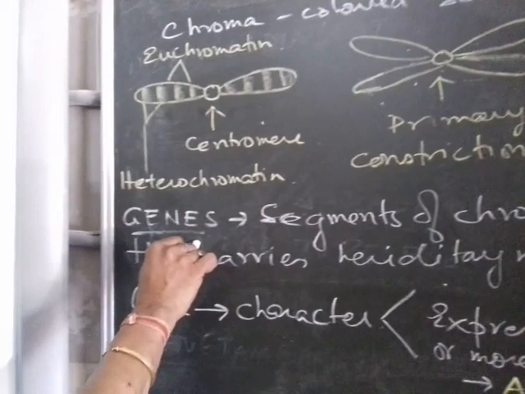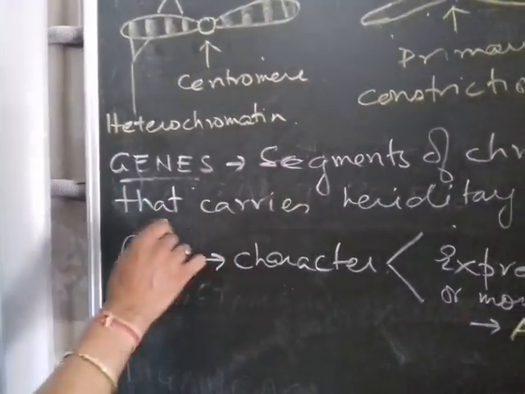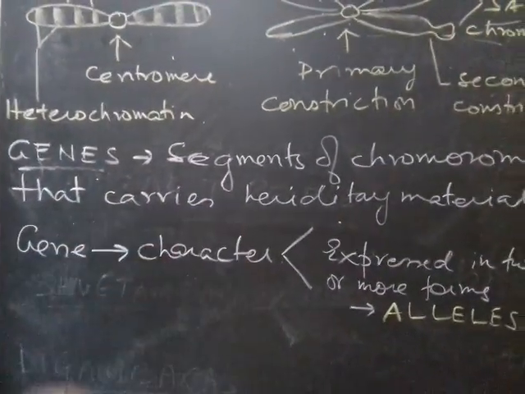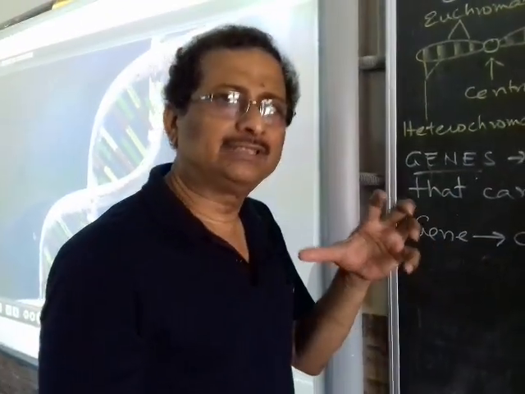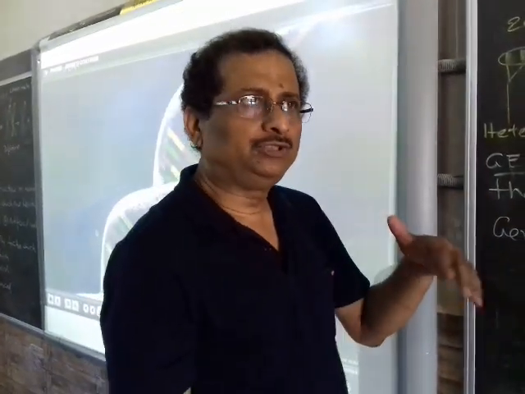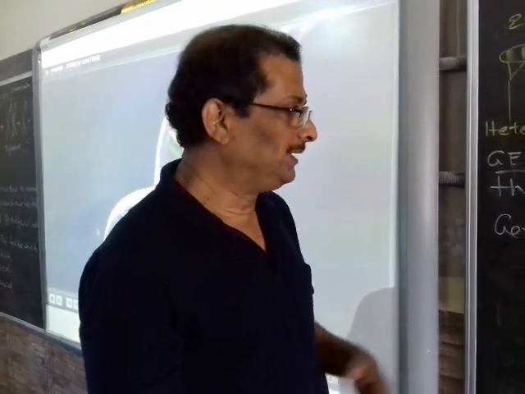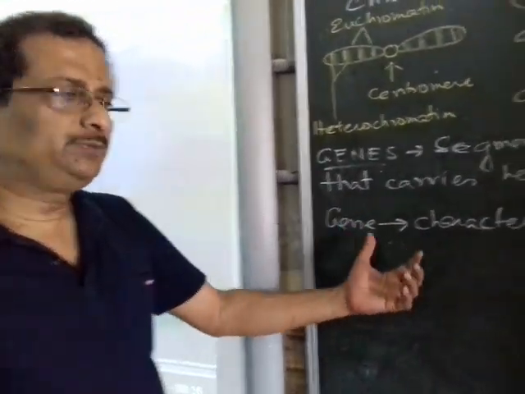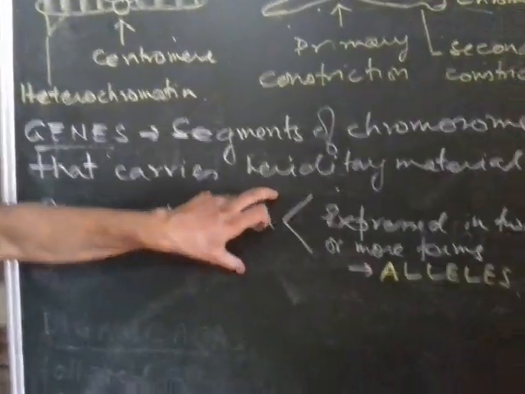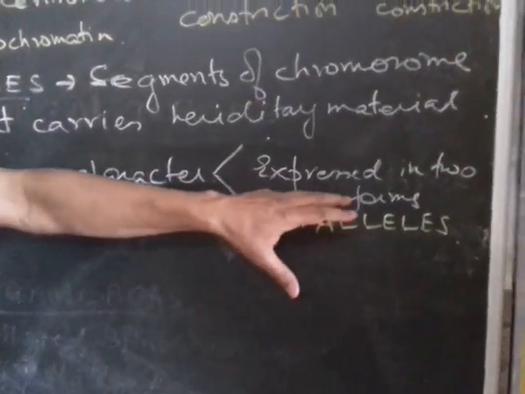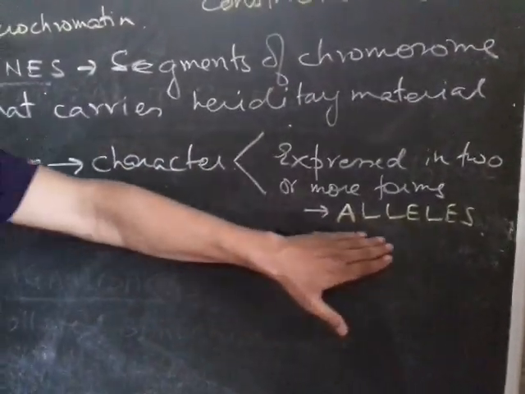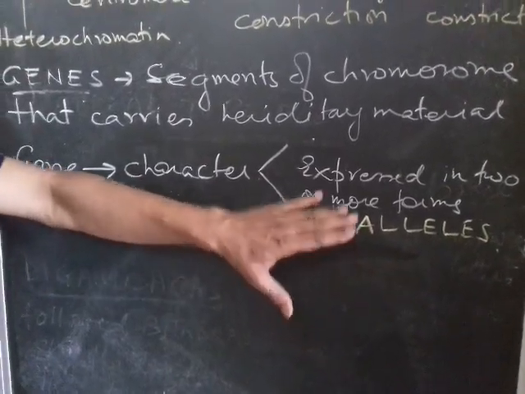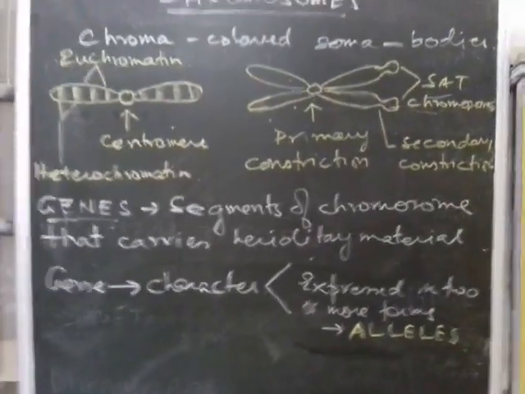So what is a gene? A segment of the chromosome that carries the hereditary material is called the gene. Now these genes are expressed in the form of certain types of nitrogenous base pairs, which we are going to study in due course. So what do the genes bear? The genes bear certain characters which are expressed in two or more alternative forms, and these are called alleles, which you have already studied. Now let us discuss a little bit more about the structure.